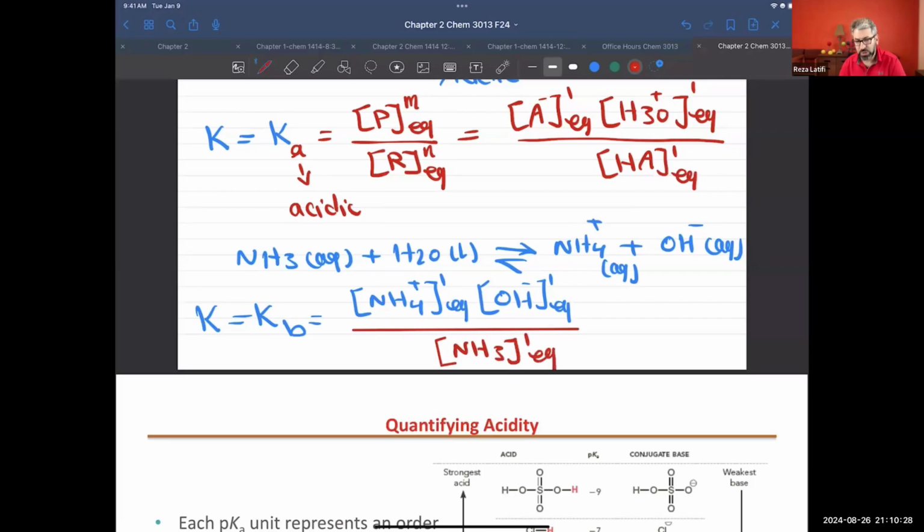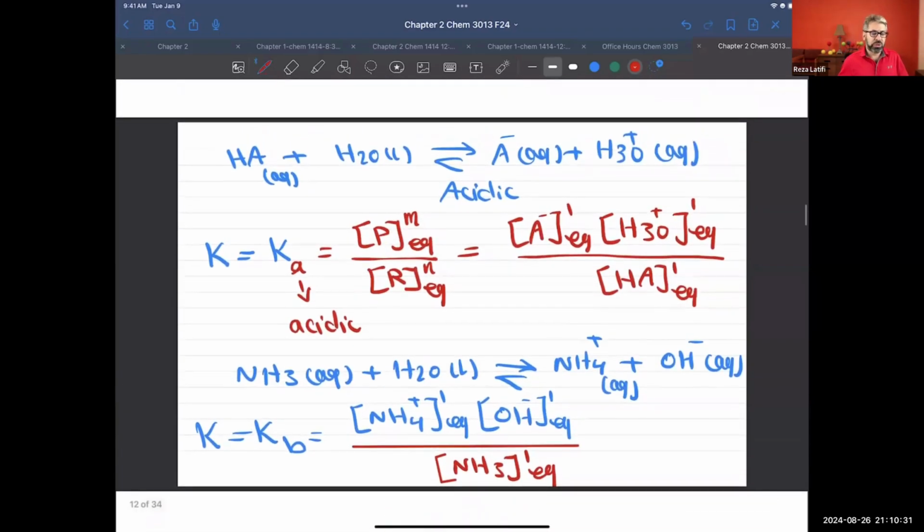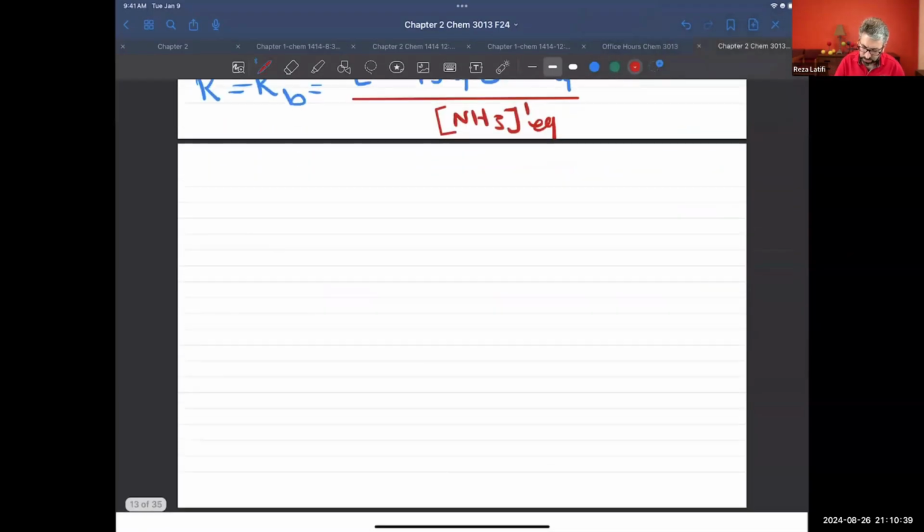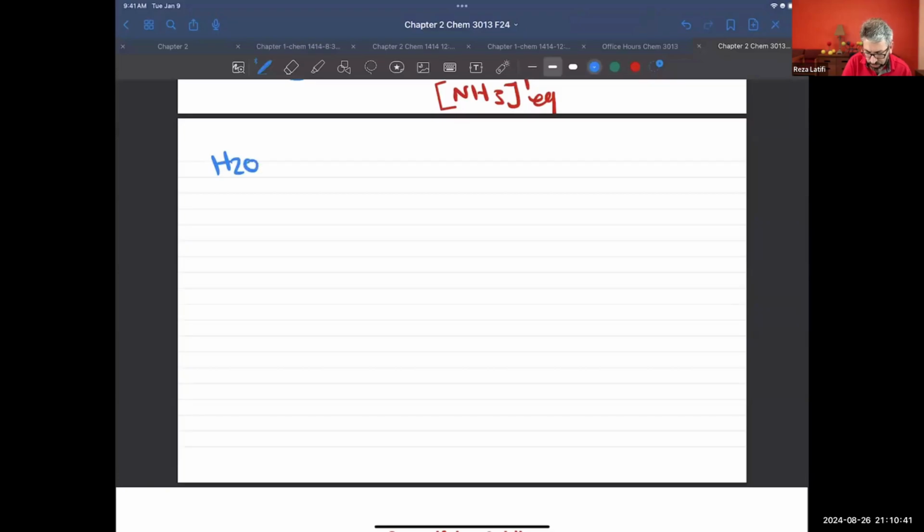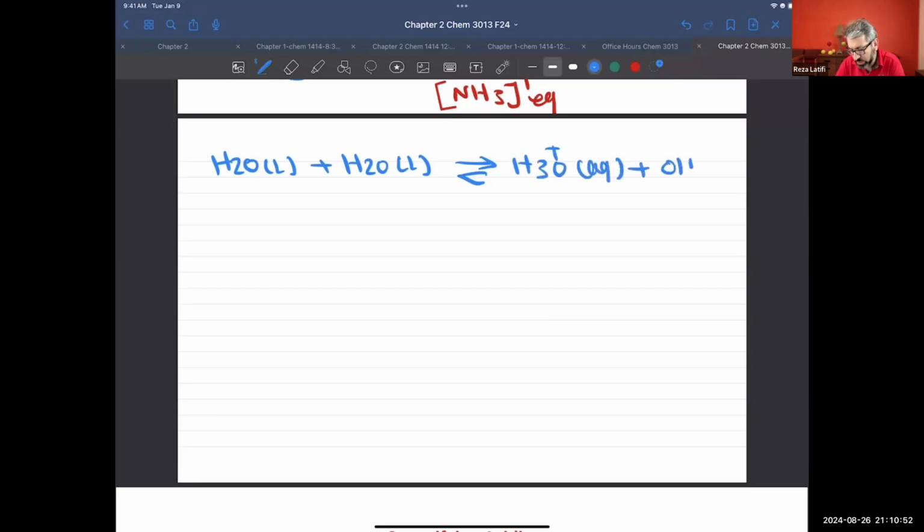So Kw will be the equilibrium constant for the reaction of 2 water molecules: H2O liquid plus H2O liquid gives hydronium ion plus OH minus. Kw is going to be equal to the concentration of hydronium ion multiplied by the concentration of OH minus.